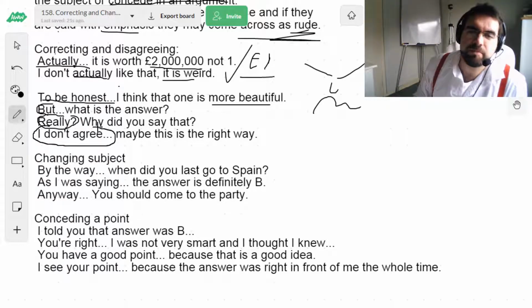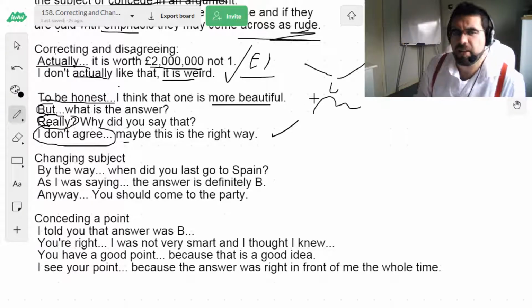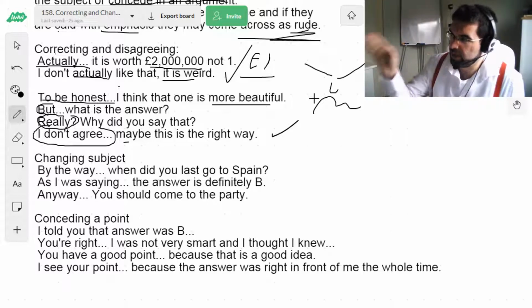I don't agree. Or simply, I disagree. Maybe this is the right way. I don't think so. I think that's the right way. I don't think so. Maybe it's that way instead. Maybe that way. I don't know. I don't agree. That way instead.